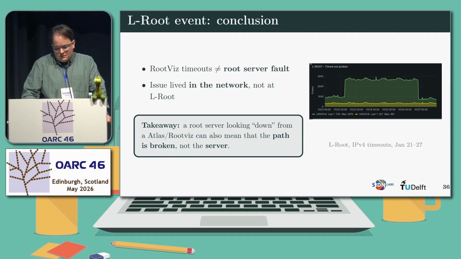I've talked to many operators, and they complain that they sometimes get a lot of heat because of timeouts. People always assume it's the root operator's fault, but it can also be in the network, something in the path. So just a reminder: don't bash the root operator very quickly, be a little bit more skeptical about what we see. The issue that we found seems to be living in the network, not LRIT.